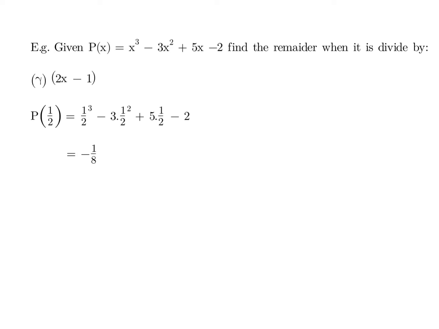For 2x minus 1, we let 2x minus 1 equal 0. So we add the 1, divide by 2. So we're substituting x equals a half in. So we do a half cubed minus 3 times a half squared plus 5 times a half minus 2. And we get minus 1/8. So therefore the remainder when dividing by 2x minus 1 is minus 1/8.